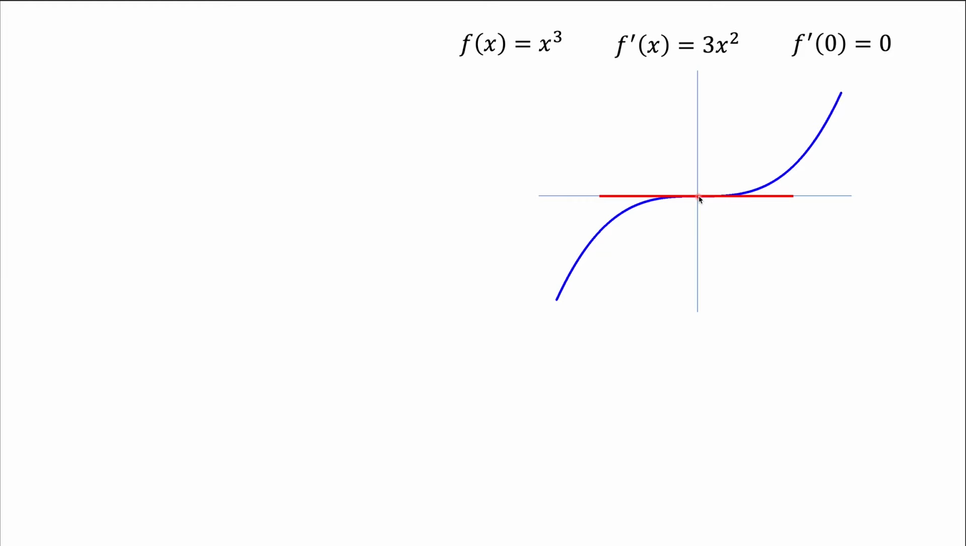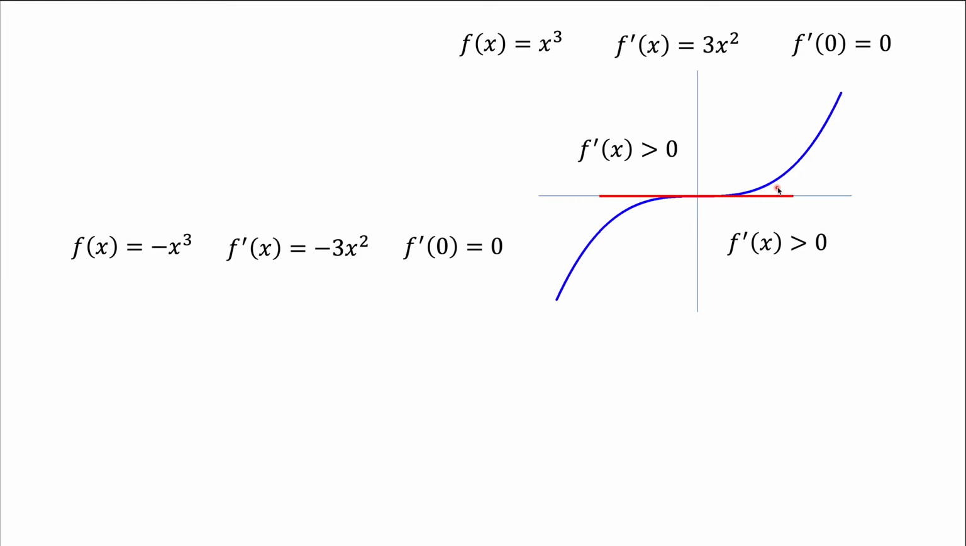And in this function, if you look to the left of x equals 0, the derivative is positive, the function is increasing. For positive x, the derivative of the function is also positive. So the function keeps increasing. Okay. Now let's look at the opposite case, when the function is minus x cubed. Again, we take the derivative. It's going to be minus 3x squared. And the derivative equals 0 also when x equals 0.